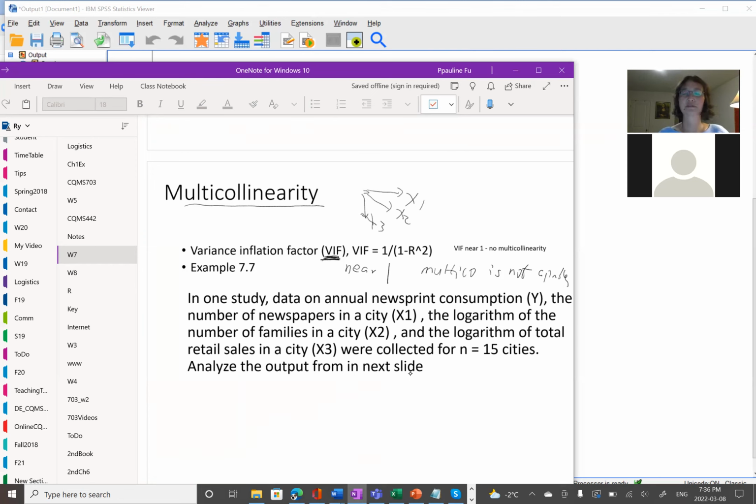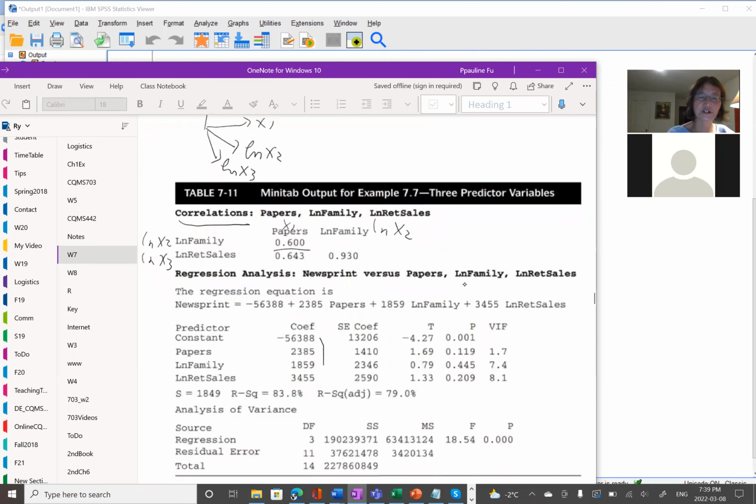Based on the coefficients, we can write down the equation. The newsprint, that is my Y, equals B0, the constant, plus B1 X1, plus B2 times log X2, not X2 but log X2, and then plus B3 times log X3. This is the equation, with B0, B1, B2, B3.